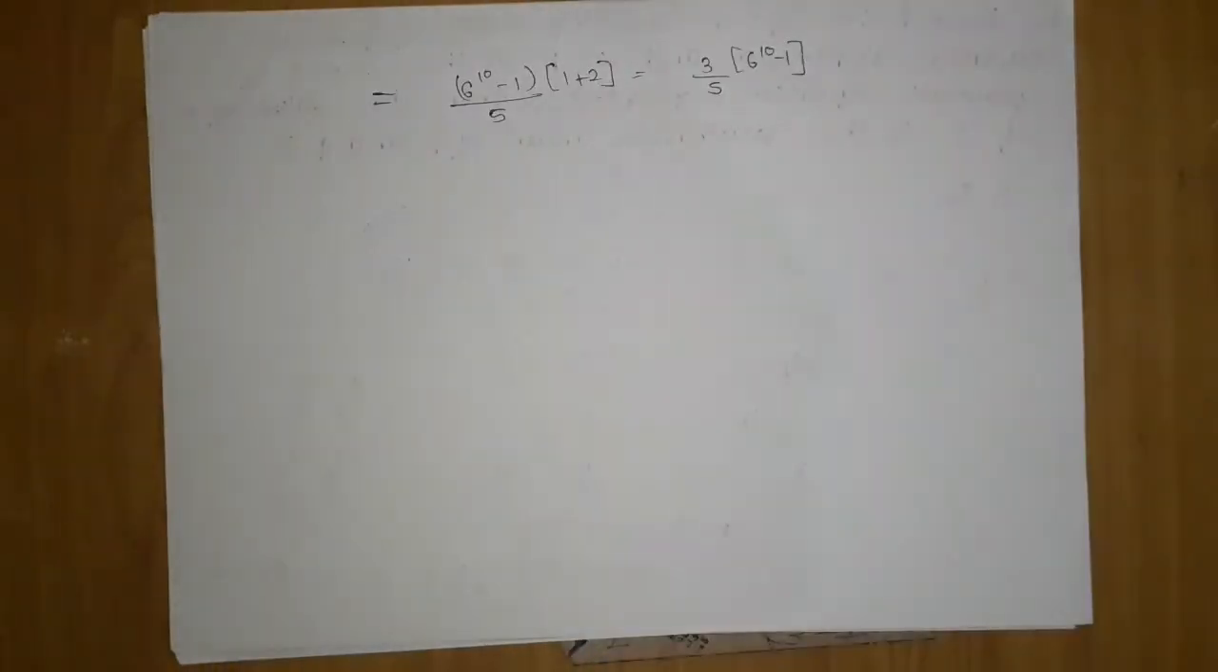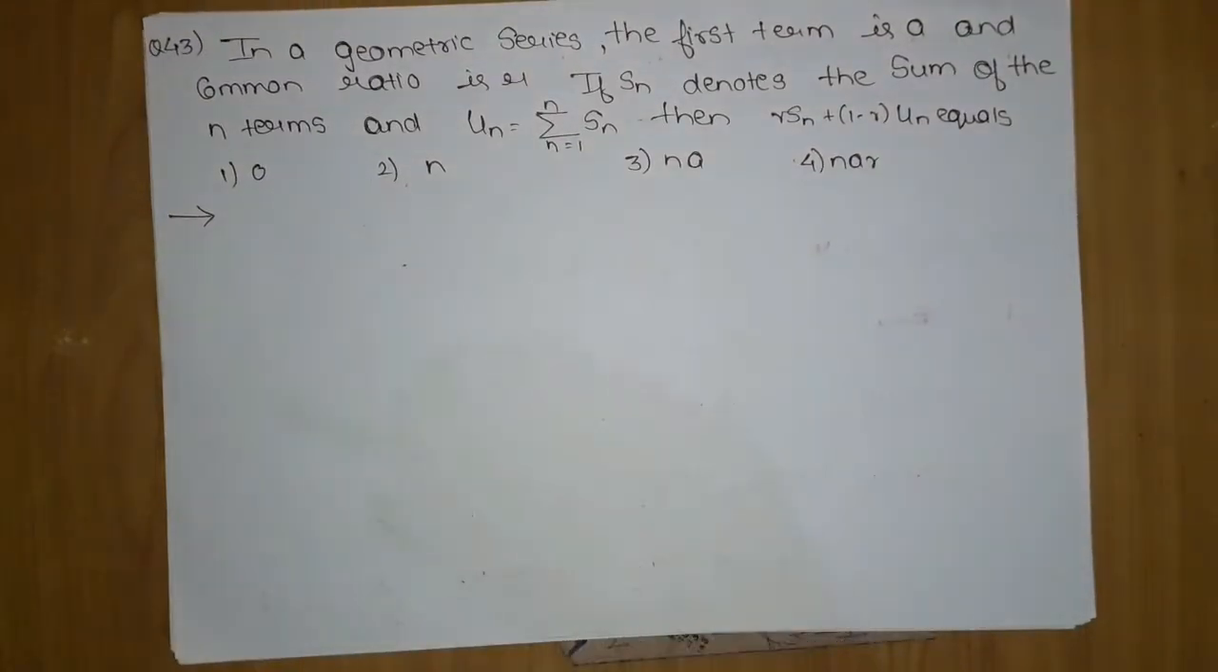Now let's move on to question number 43, which says in a geometric series the first term is A and the common ratio is R. If Sn denotes the sum of n terms and Un is equal to the summation from n equals 1 to n of Sn, then R·S(n+1) minus R·Un equals what? 0, n, nAR. What is the possible value?